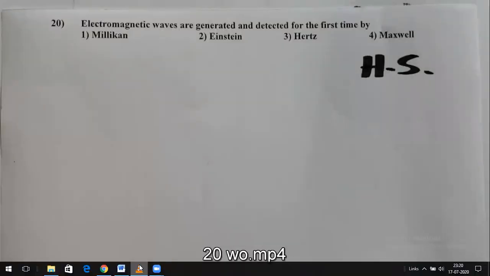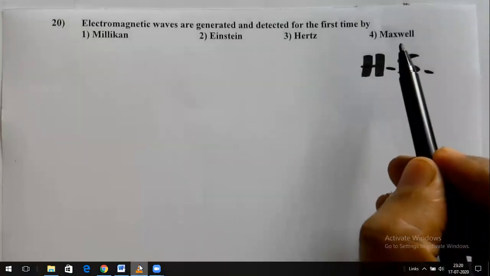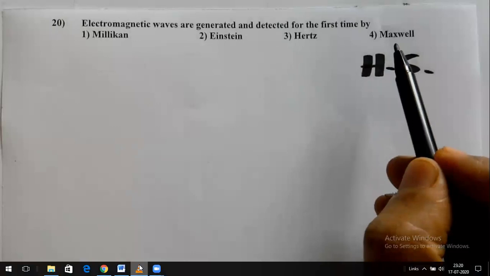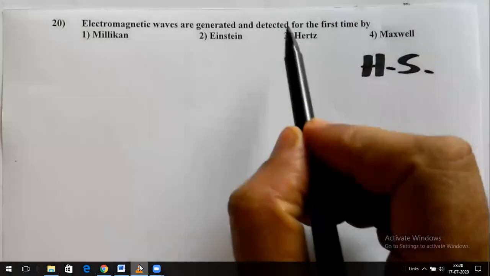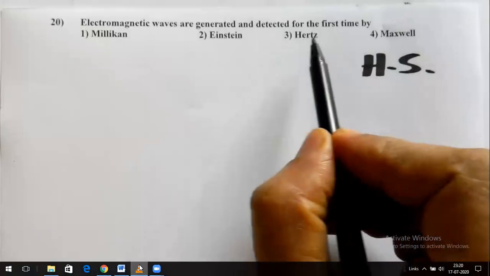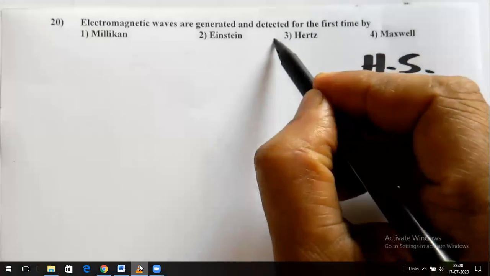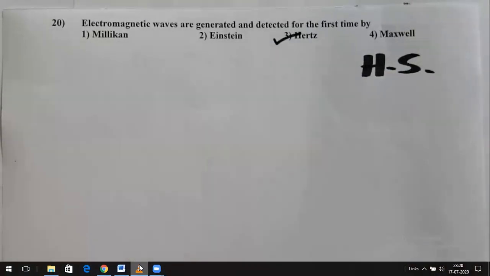Electromagnetic waves were generated and detected for the first time by, actually, James Clerk Maxwell proposed the theory of electromagnetic waves. He didn't prove it practically. Practically, it was demonstrated and proved by Heinrich Hertz. So proof goes to Hertz and the proposal to Maxwell.